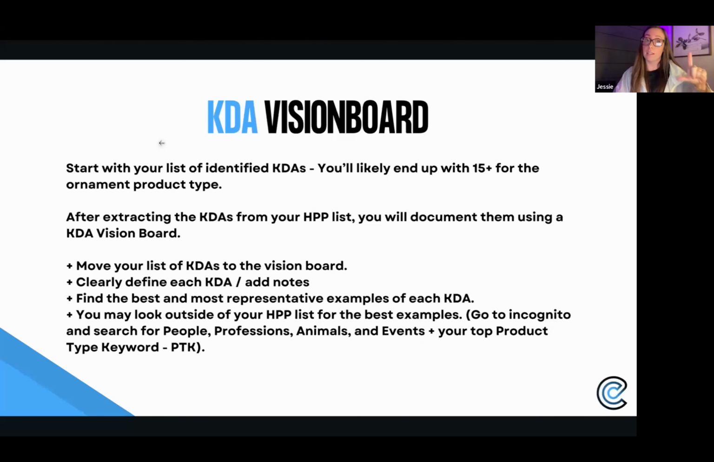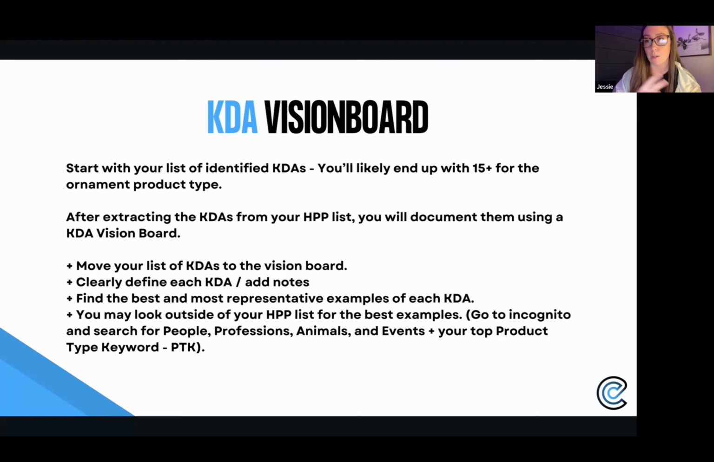So you're going to start with that list that you've identified. And when we have homework later, this is going to be part of your homework, is going through your HPP list and identifying 15 KDAs. You'll likely end up with 15 or more for the ornament product type. After extracting the KDAs from your HPP list, you will document them using a KDA vision board.